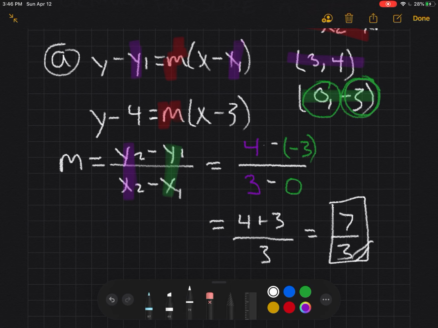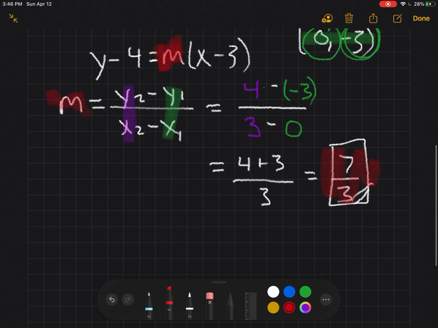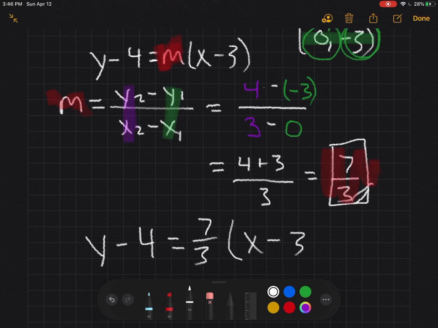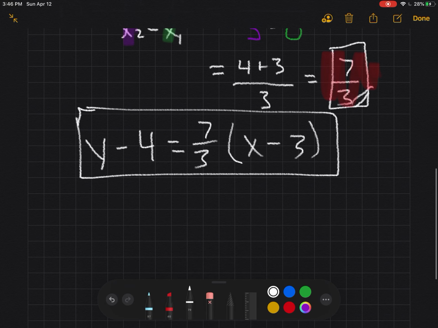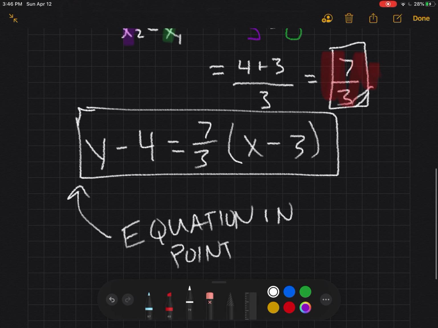4 plus 3 is 7. Please leave your answer as a fraction, because when you have your slope as a fraction, it's actually easier to use when you're graphing. Now we have everything we need, because our only missing piece before was the slope, this m here, and now we have that m is equal to 7/3. So in point-slope form, the equation of this line is y minus 4 equals 7/3 times x minus 3. And that's the answer to part A, our equation in point-slope form.